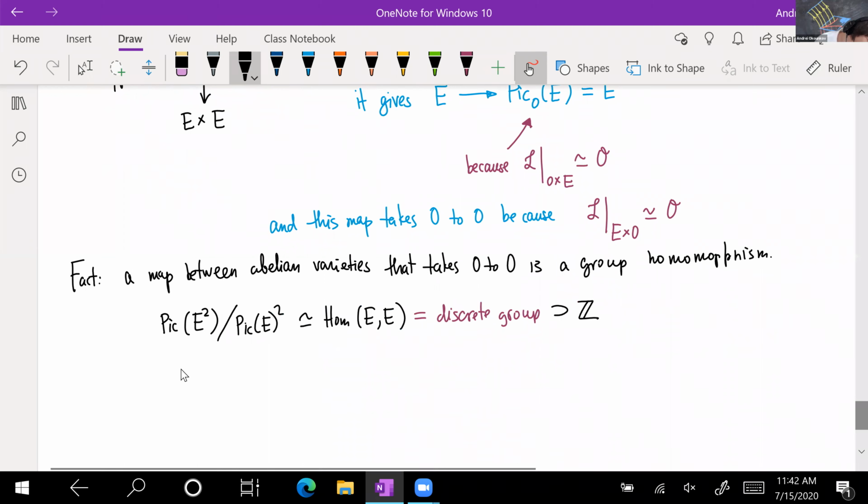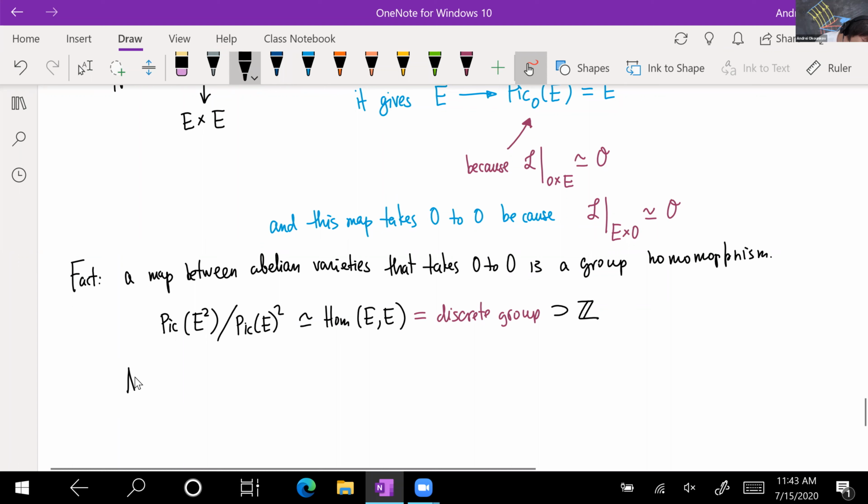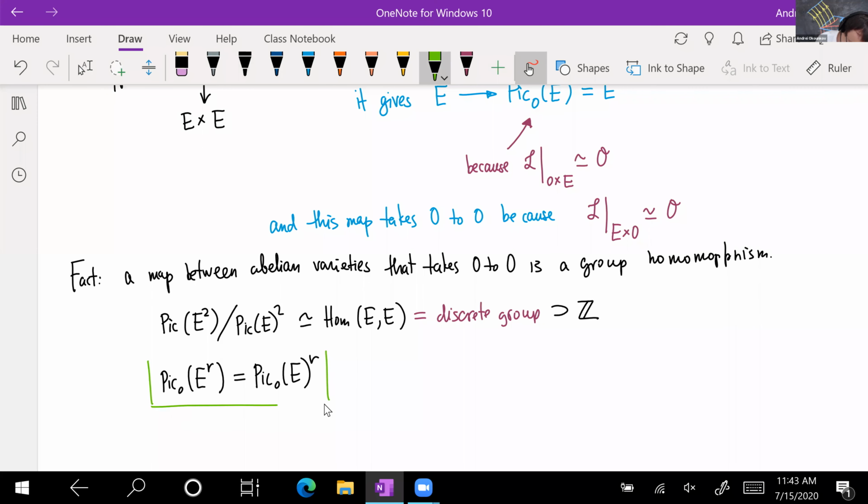And so in particular, this says what? That if I take the Picard group, Pic 0 of E, in fact in general of any number of copies, that is just the same as Pic 0 of E to the r's power. So that's one conclusion from this. So Pic 0 just multiplies.